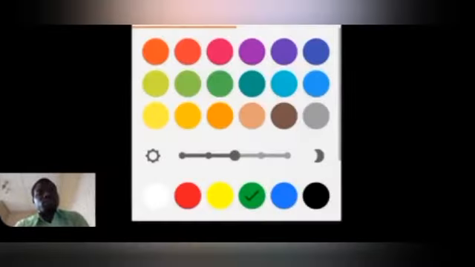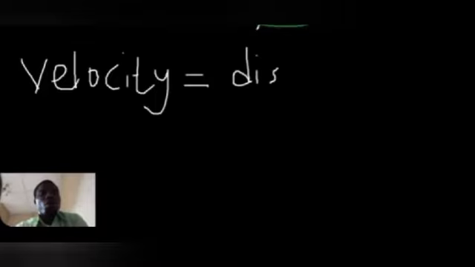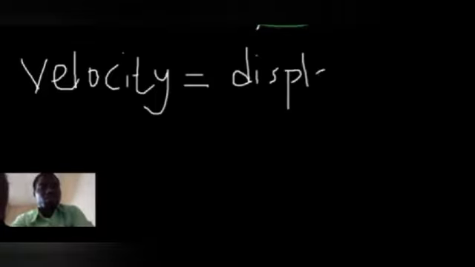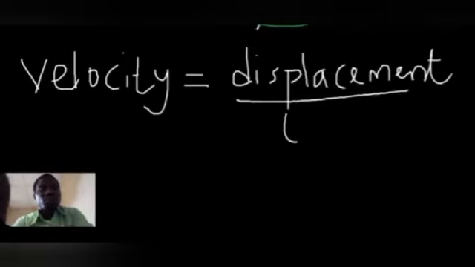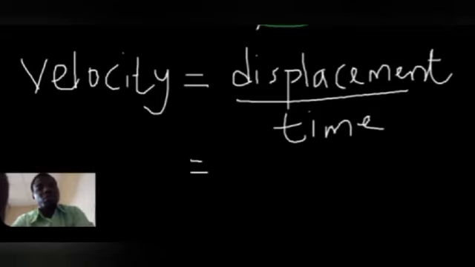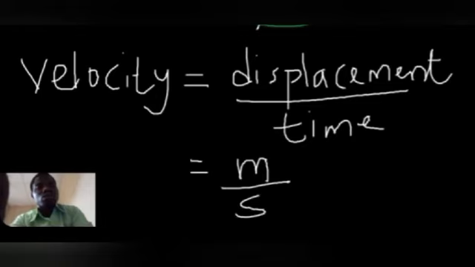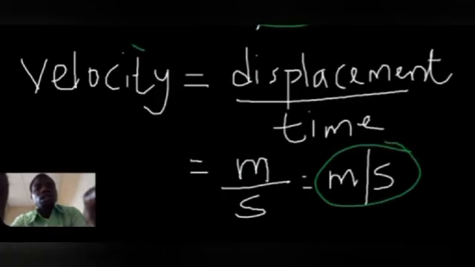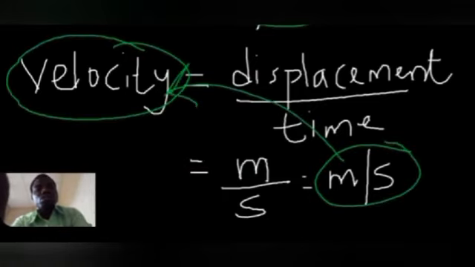So let's look for another one to do. Let's do velocity, which is a common derived quantity. And how is velocity derived? Velocity is displacement over time. Displacement is a form of distance, but it gives direction. Meter, that's length, over seconds. So we say that is meter per second, and that's the derived unit for velocity, and this is a derived quantity.